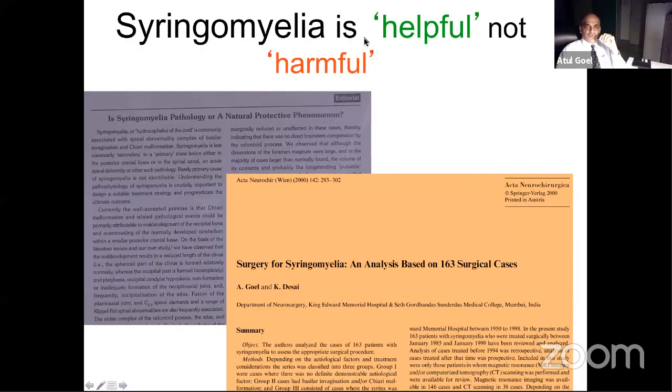Syringomyelia is a helpful phenomenon. It is not harmful. I have mentioned this in several papers of mine since the year 1996. I am saying that syringomyelia is not a problem. It is a natural protective phenomenon. It indicates the presence of atlantoaxial instability.